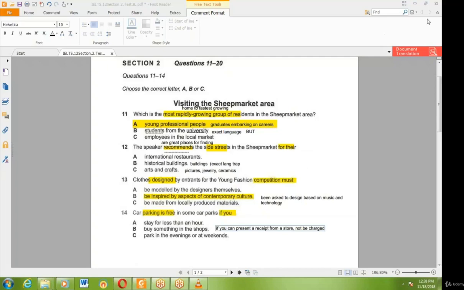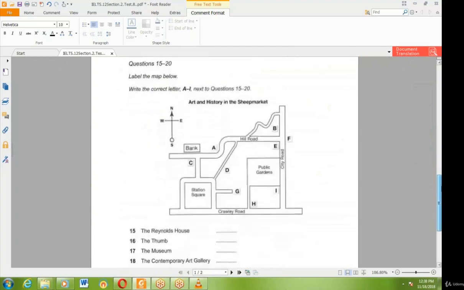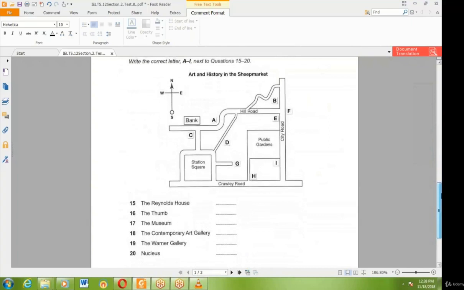All right. So I'm going to the next part, which is a map. Now, when it comes to maps, a lot of students have trouble with the map. And when it comes to maps, you have to really make sure that you're able to recognize map language.